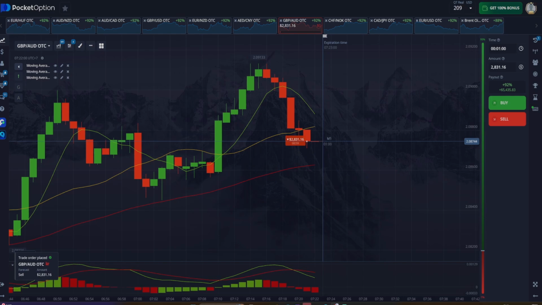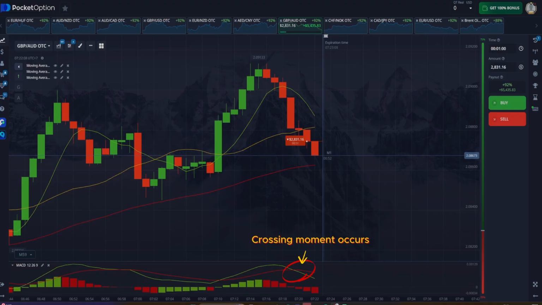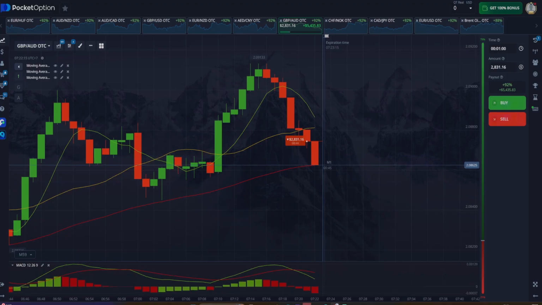All right, traders, this time I decided to take a sell position because we received a strong signal from the MACD indicator. First, we observed a crossover on the MACD, where the signal line crossed below the main line. This type of crossover typically indicates a shift in momentum from bullish to bearish, especially if it occurs in a price area that had already shown signs of weakness.